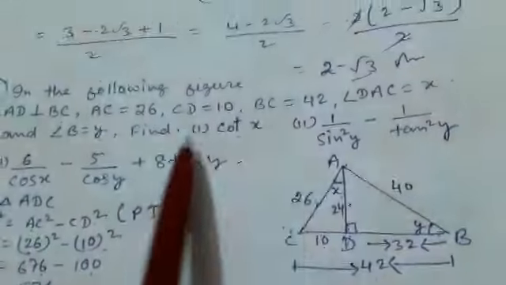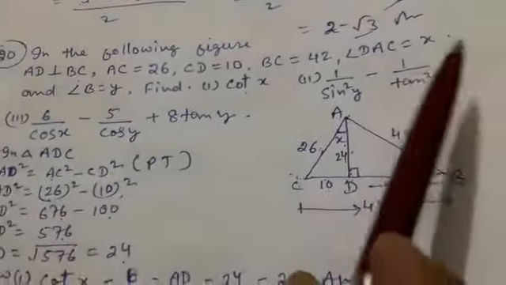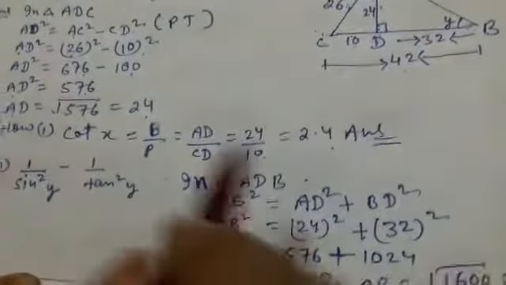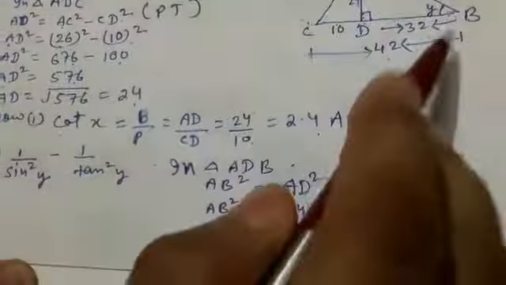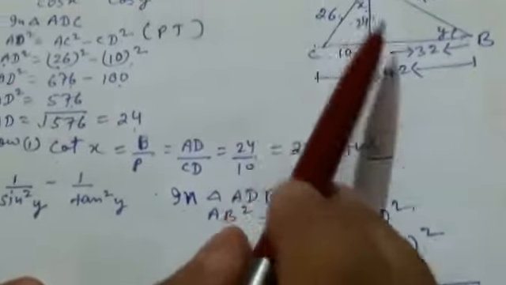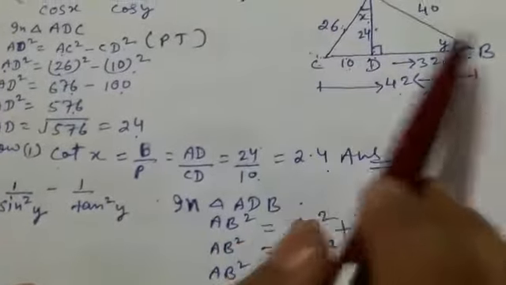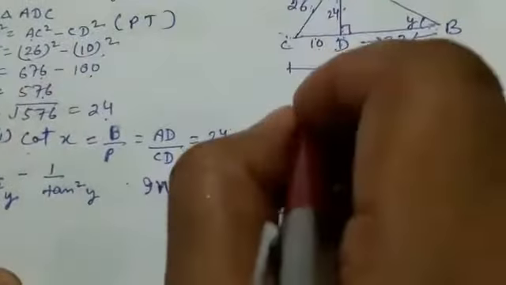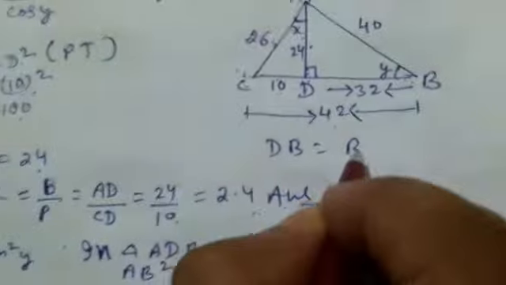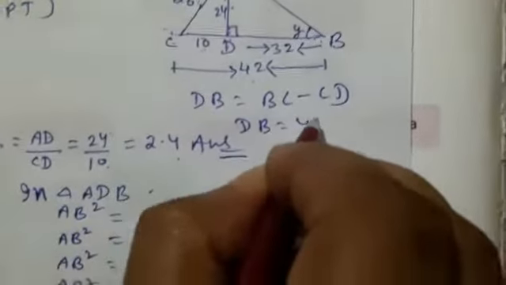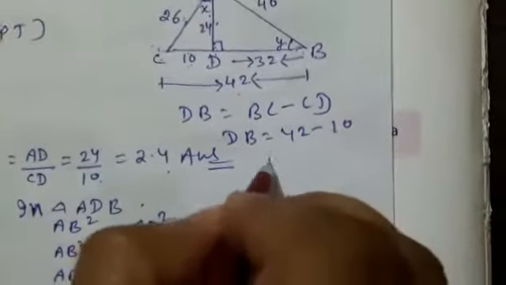In the second part it is given 1 by sin square y minus 1 by tan square y. Now we have to find out the value of AB. Let us see. In triangle ADB, we have the value of AD, and we can easily find the value of DB because DB is equal to BC minus CD. So DB is equal to 42 minus 10. So DB is equal to 32.